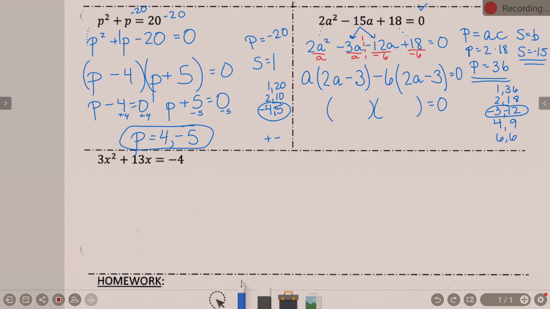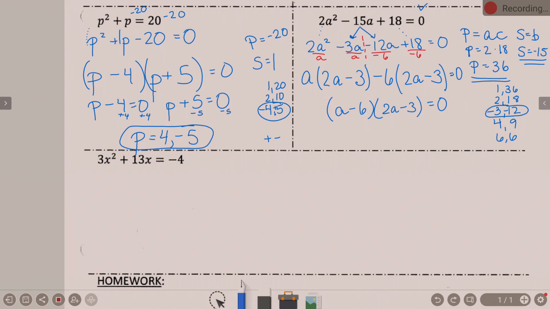So what are my two parentheses? One of them is the a minus 6, that's the GCFs. The other is the matching 2a minus 3. Now don't forget what we're doing. Am I done? No.